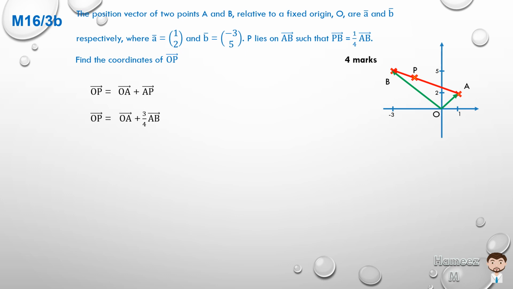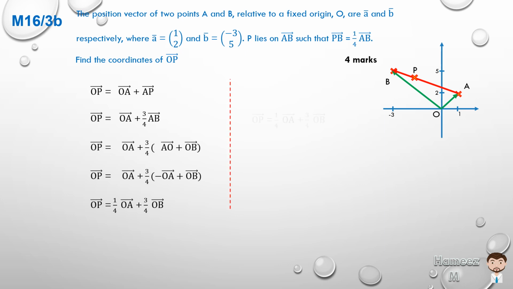And what is AB? We can substitute for that. OP is equal to OA plus 3/4 of, how do you go from A to B? We go from A to O plus O to B. And we don't know AO, but we know the opposite of it, which is OA. So let's substitute. OP is equal to OA plus 3/4 of (minus OA plus OB). Remember, the negative sign means that it's going in the opposite direction. And we can simplify there. So OP is equal to, we have 1 OA minus 3/4 OA, so that will give us 1/4 OA plus 3/4 OB. All we're doing is expanding the brackets and simplifying.